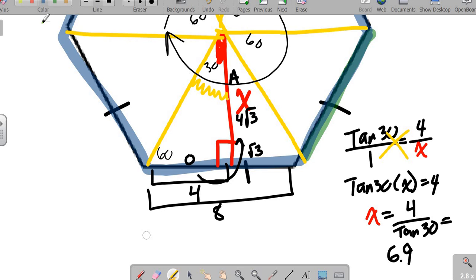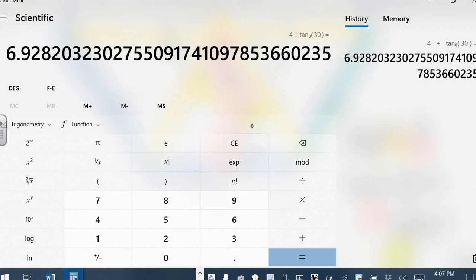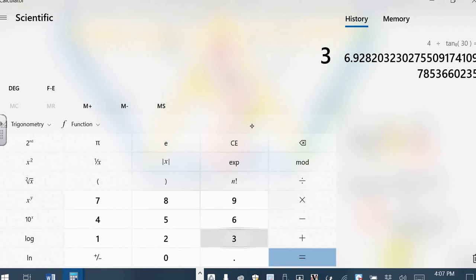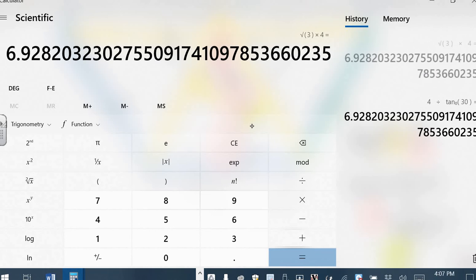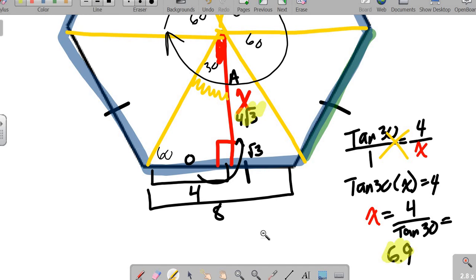So you can see that these are equivalent. We're going to do 4 times root 3. So square root of 3 times 4, 6.9, same thing.